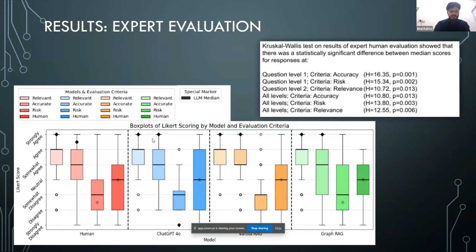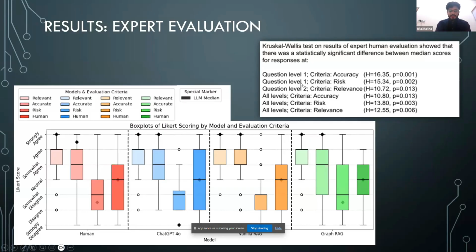So about the expert evaluation, results from the expert evaluation show that median scores are pretty much the same all across the board, although the box plots do differ between certain criterion models. Large language model medians from conducting the same exercise were marked as a black diamond, so you can see there. You'll notice that the large language model tended to score more towards the extremes and not take nuances into account.